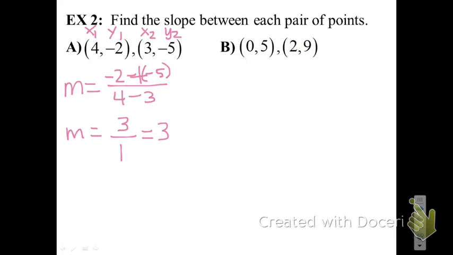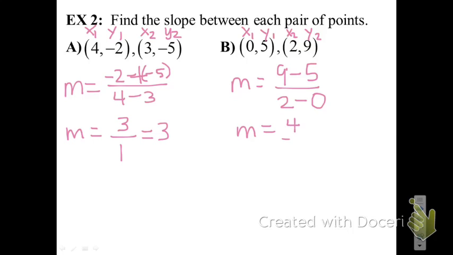So we'll do the same thing on B. And this time I'm going to label this x1, y1, x2, y2, and I'll start with y2. So here I start with 9 minus y1, 5, over x2, 2, minus x1, 0. And then we just simplify that. 9 minus 5 is 4, 2 minus 0 is 2, and then this also can be reduced. 4 divided by 2 can be reduced to 2 over 1. Now, again, you can leave that as a fraction, which I would encourage, or you can write it as simply 2.